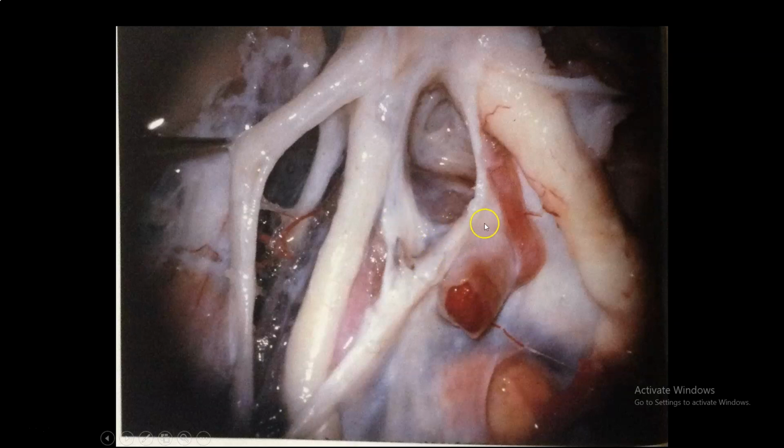Again, more detailed view. Here we reached the lateral optic carotid recess because you removed the bone totally, and you enter the sphenoid sinus, and this is the clinoidal carotid.